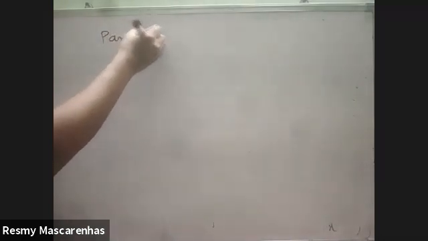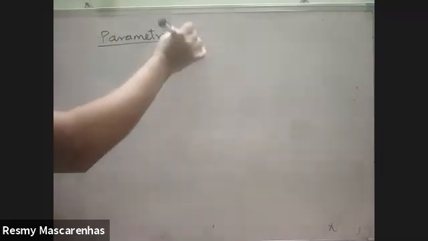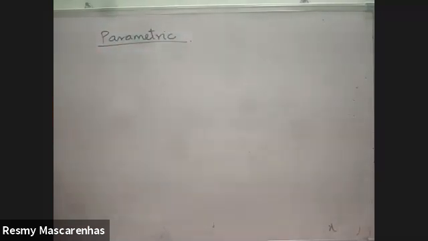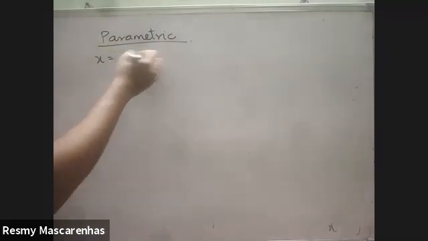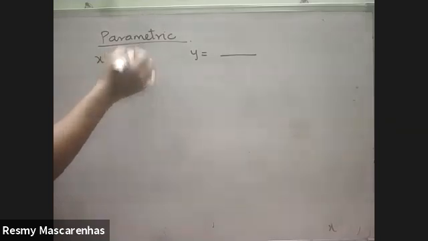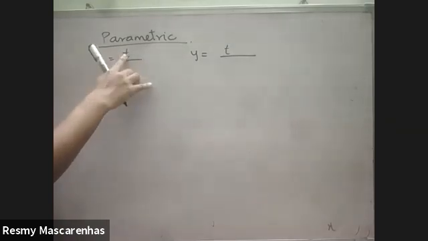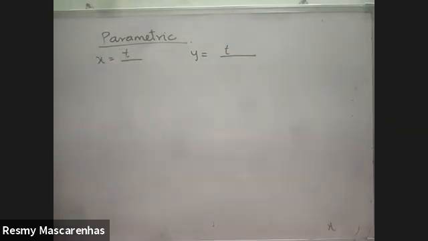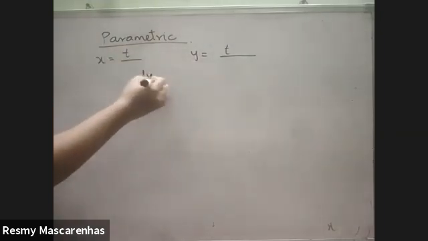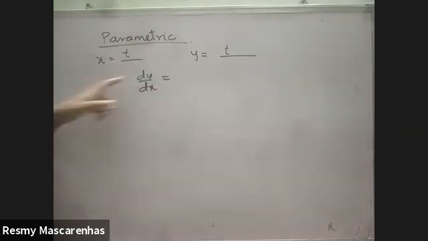We'll move on to the parametric type. Parametric means x will be given to you separately, y will be given to you separately in terms of either t, or theta, or it could be something like m, where m will not be a constant and it will be some variable. And then you have to find dy by dx.